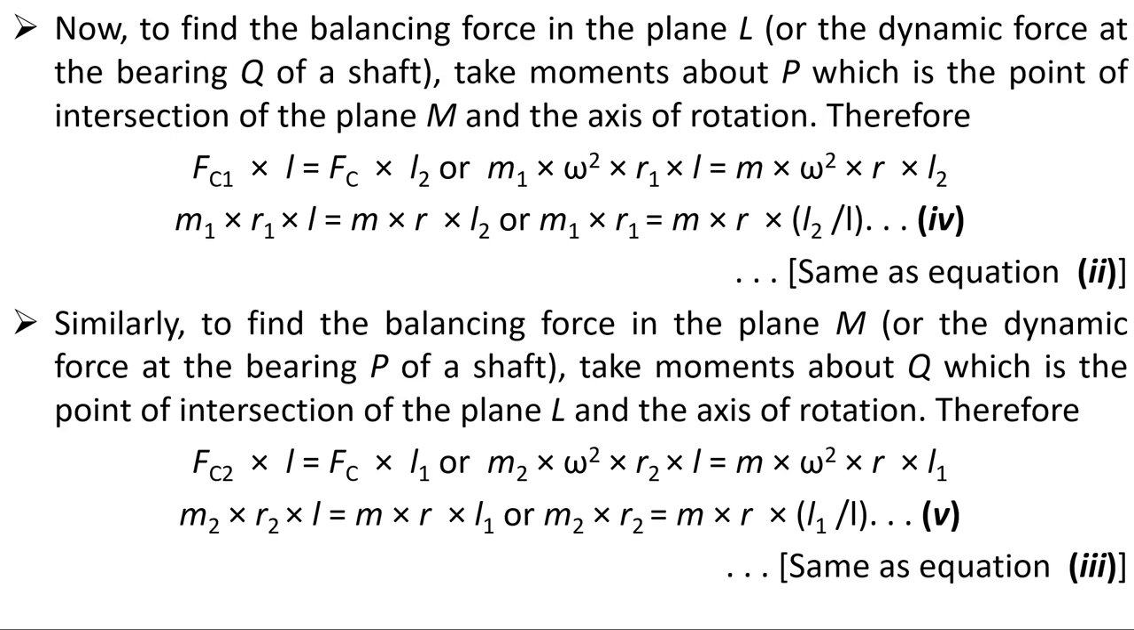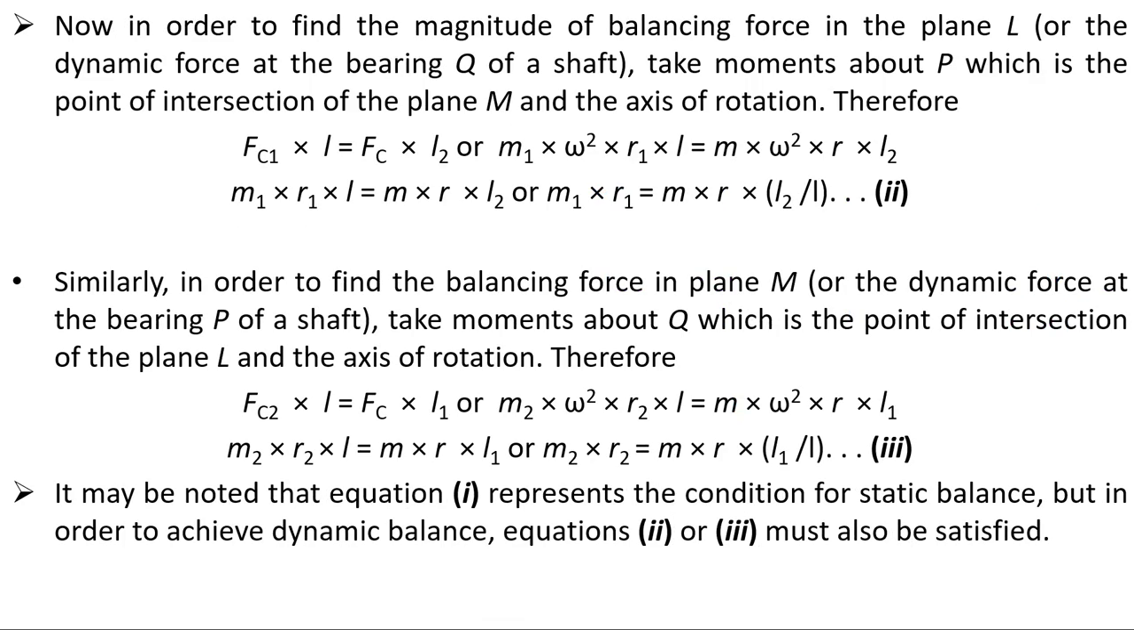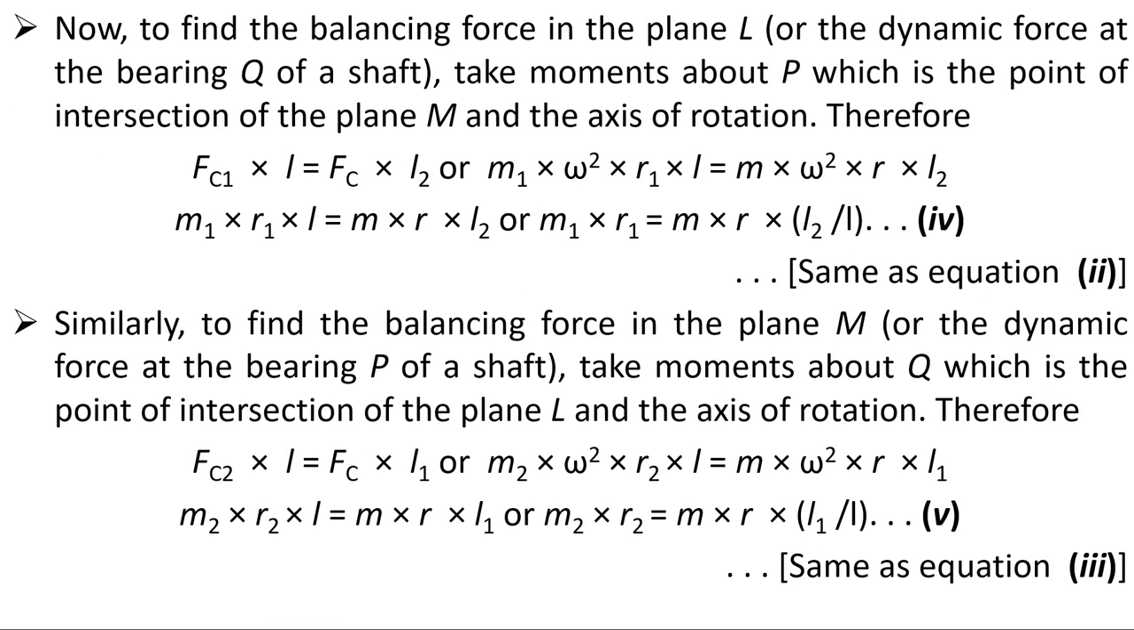And in the same way for the couple, as we got the previous condition, here to find the balancing force of the plane L at bearing Q of the shaft, you have to take the moments about P. So we get Fc1 into L equal to Fc into L2. Substituting the values of Fc1 and Fc, again we get the same equation as equation number 2. So equations 2 and 4 are the same, that is m1 into r1 equal to m into r into L2 by L1.